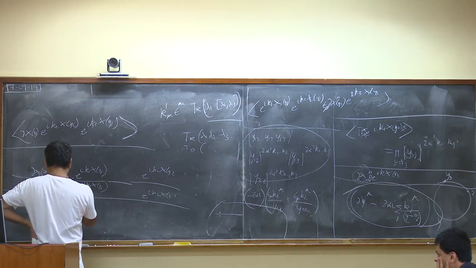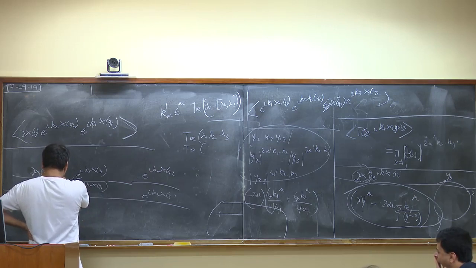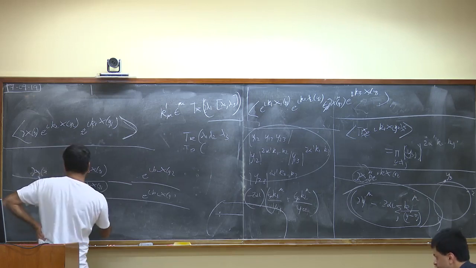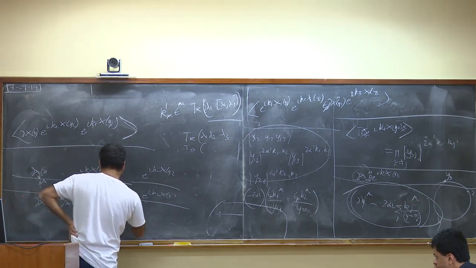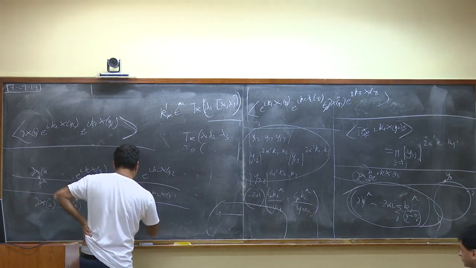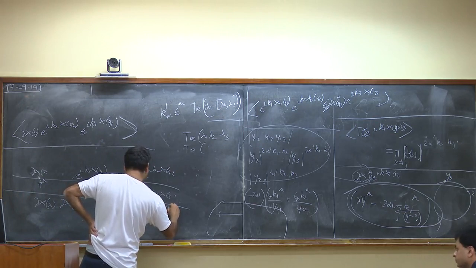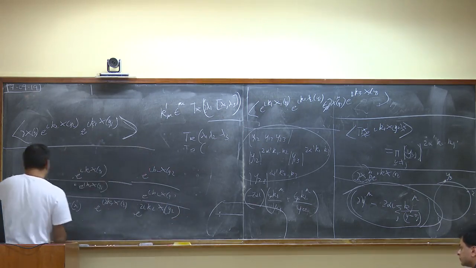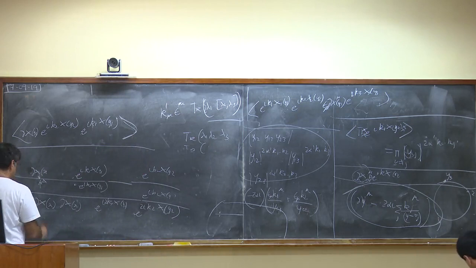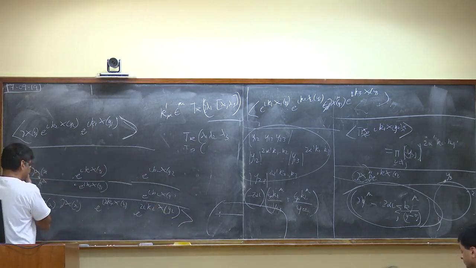And we're not going to allow ourselves to contract. Fine. And then we've got e to the 2i k1 dot x at y1 and e to the 2i k2 dot x at y2. We want to compute this correlation function.